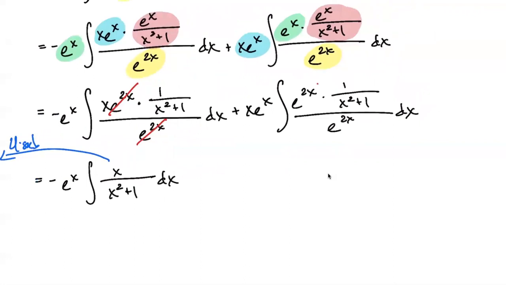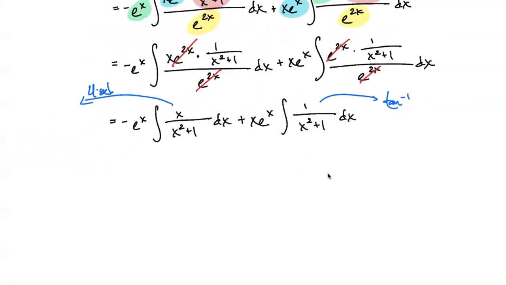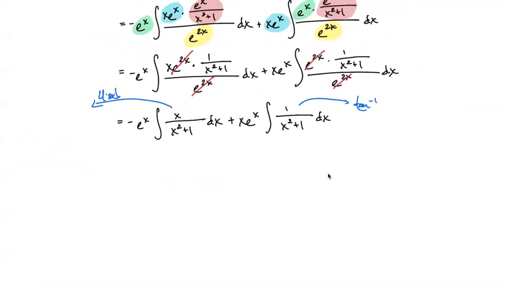So this e to the 2x in the numerator is going to cancel with this e to the 2x in the denominator. And I'm going to add x e to the x times the integral of 1 over x squared plus 1 dx. Now this small change, the fact that this one has a 1 in the numerator and this one has an x, means that we're going to use a different technique. In fact, this is our inverse tangent integral. And so we'll be able to use that and we don't need to use u sub.